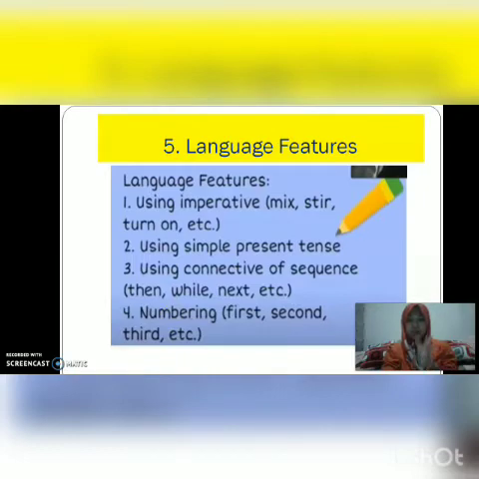There are 2 kinds of numbering. The first one is cardinal number and the second one is ordinal number. Here are the example of ordinal number: first, second, third, etc.